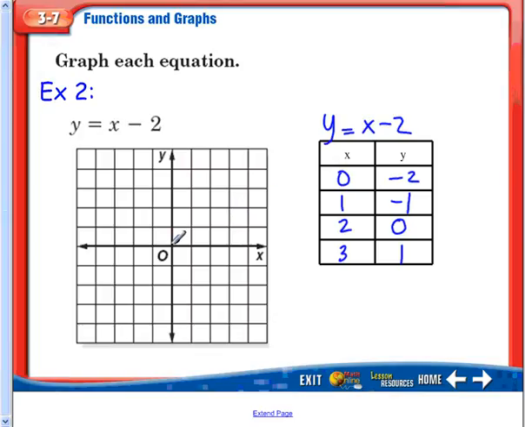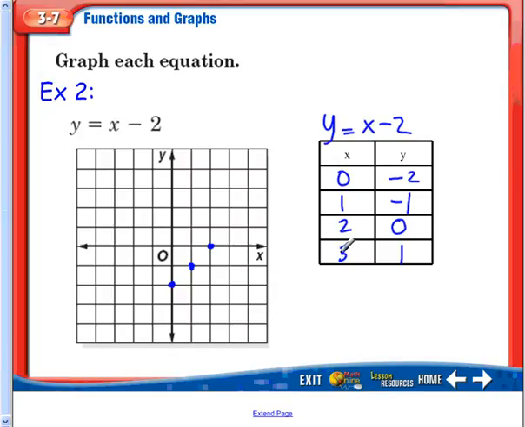So when x is 0, I start at the origin, and x tells me to go left or right. Since it says 0, I won't go anywhere. And y tells me to go up or down, and it's -2, so I'm going to go down 2. 1, -1. That tells me to go right 1, down 1. So I'm going to start at the origin, right 1, down 1. There's my second point. My third point, right 2, and I'll stay right on the axis line.